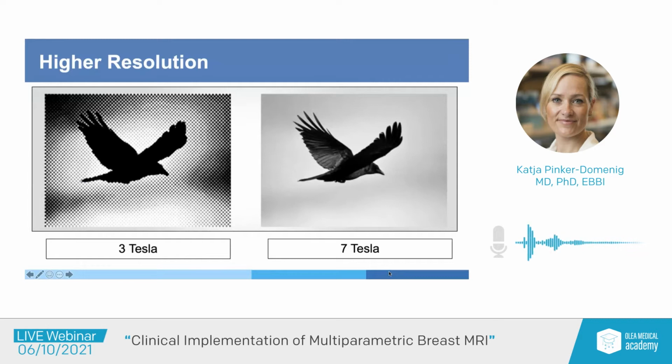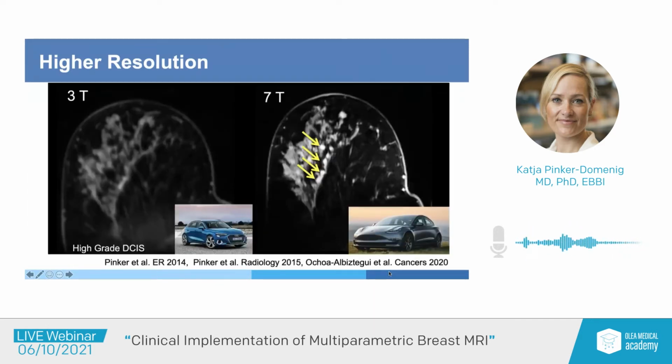We can also go to higher resolution, in the sense of spatial resolution, moving to higher field strength. And there is something to be said for that. This is a patient where we actually have the direct comparison from 3T to 7T. On 7T, we see a clumped linear non-mass enhancement, which I personally wouldn't have called on the 3T scan. And based on that, the biopsy showed a high-grade DCIS.